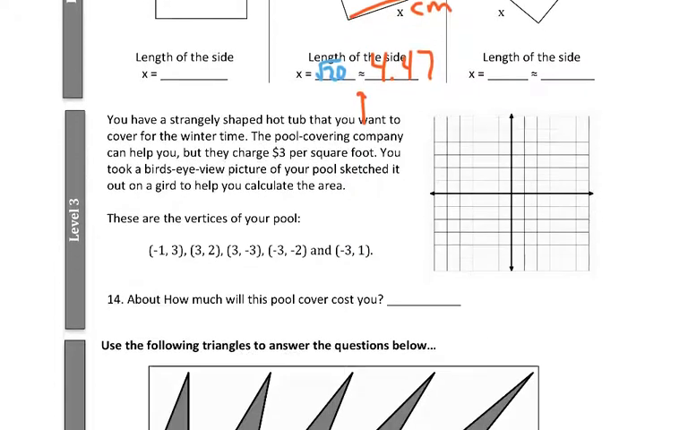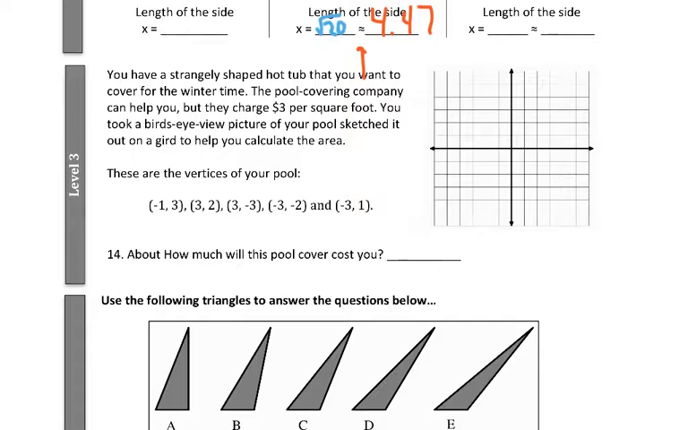Alright, let's head down here to level 3. So level 3, there's a couple of things. It's going to tell us we have a weirdly shaped pool, and that we need to figure out how much it's going to cost to buy a cover. The cover charges $3 per square foot. And we'll just assume that this grid is in feet.